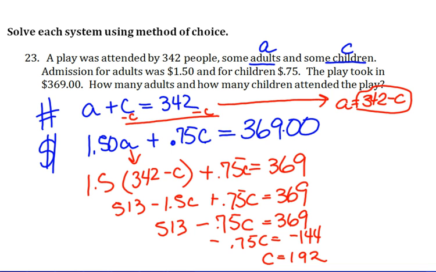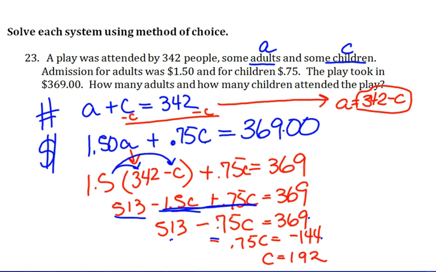So let me explain what I just did here. I took the 1.5 times the 342, and I got 513. 1.5 times negative C was the negative 1.5 C. Then I had the plus 0.75 C and it equaled 369. I combined like terms, these two terms here, and that equals negative 0.75 C. Then I subtracted the 513 from both sides. That's how I got negative 144 over here. I had negative 0.75 here. Divided both sides by negative 0.75, and then I found that the children must equal 192.